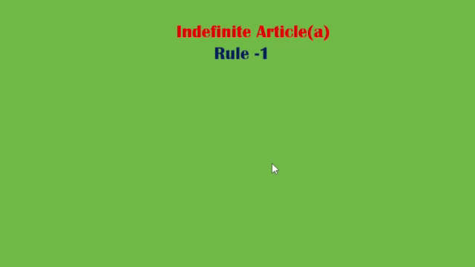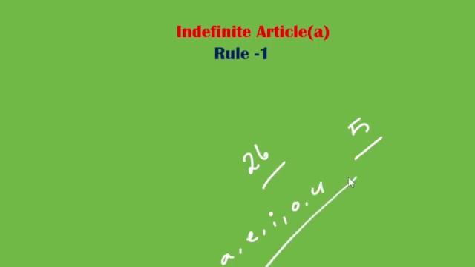sounds. In English we have 26 letters. Among these 26, 5 are vowels. What are vowels? Vowels are A, E, I, O, U. Except these 5, the rest of the letters are called consonants. So before singular common nouns, we have to use this indefinite article a. Most probably they should begin with consonant sounds.